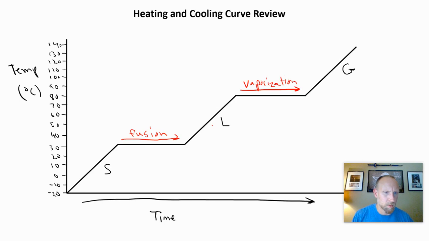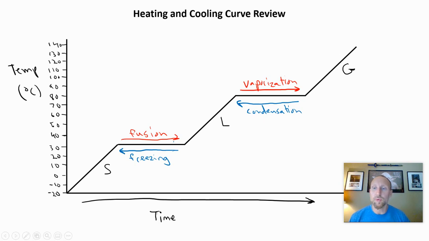And then if we're going the other way, if we're going down the heating curve, now we have gas to liquid, which is condensation, right? And then we have liquid to solid, which is freezing or solidification, right? So as we move in either direction, going up and down, there's things that are happening to the substance that you want to be aware of.